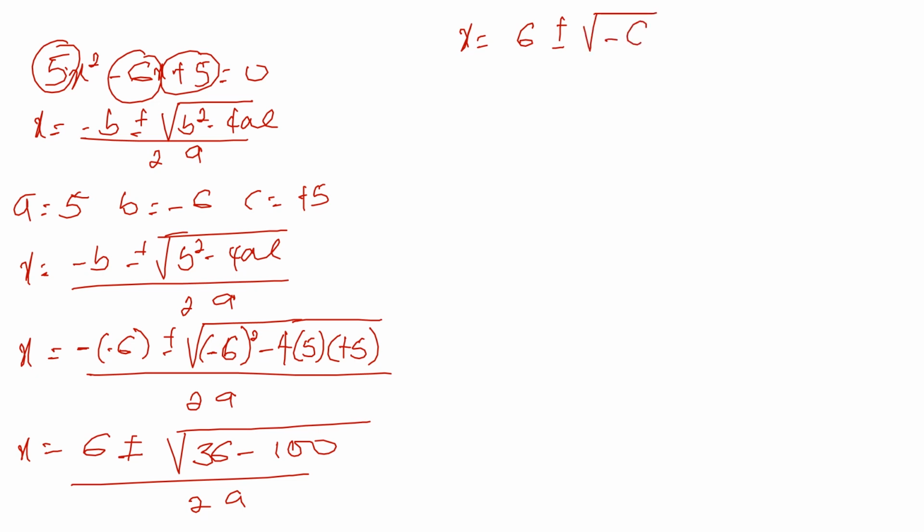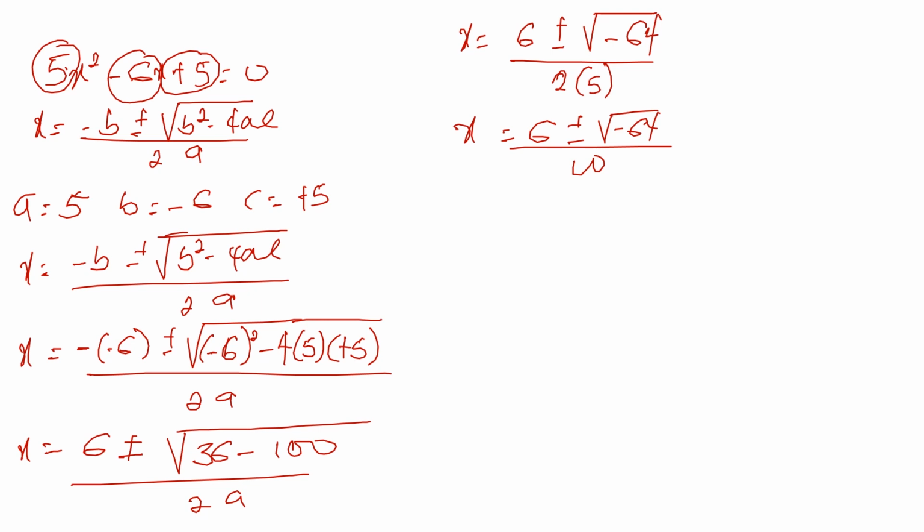That is minus 64. Now here comes the problem. Also, we didn't put our a. Our a is supposed to be 5. So x equals 6 plus or minus square root of minus 64, divided by 10. So here comes the problem: how do you find the square root of minus 64?